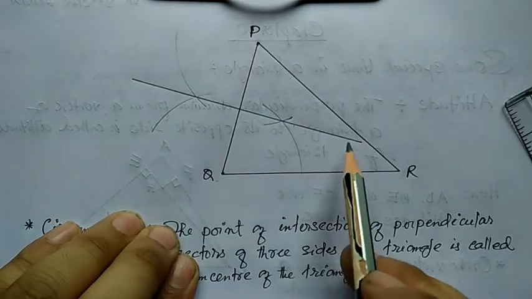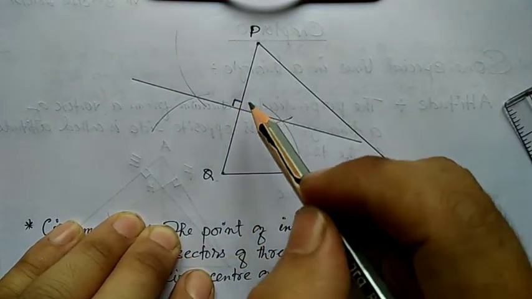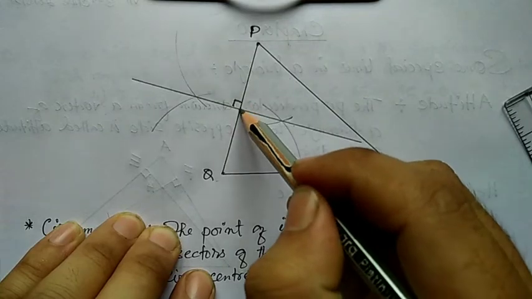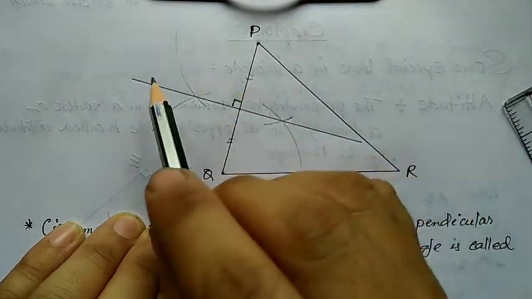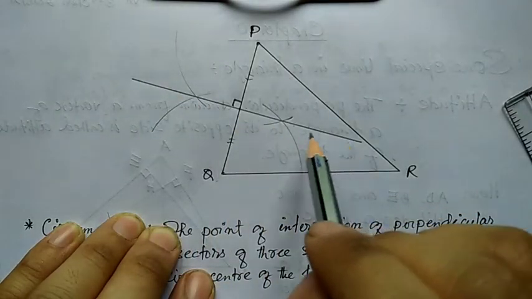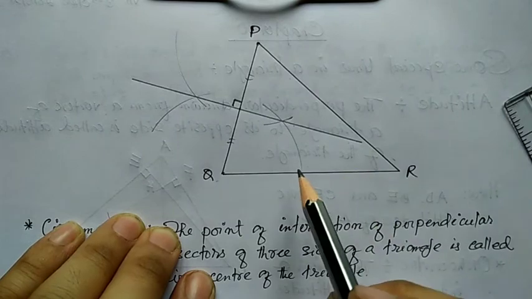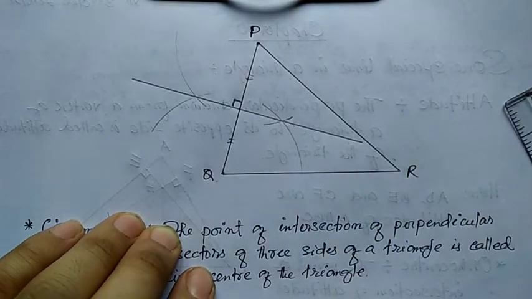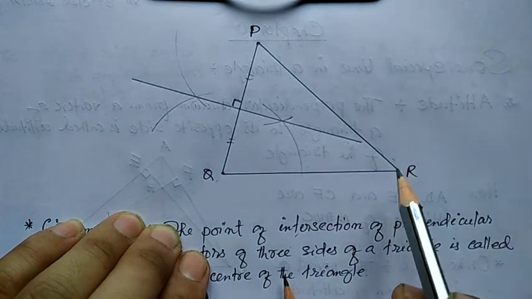Now this line segment is perpendicular to PQ, 90 degrees, and from P to this point and from this point to Q are equal, because it is a bisector too. So this line segment is the perpendicular bisector of side PQ. Like that, let's do it for the second side, which is QR.